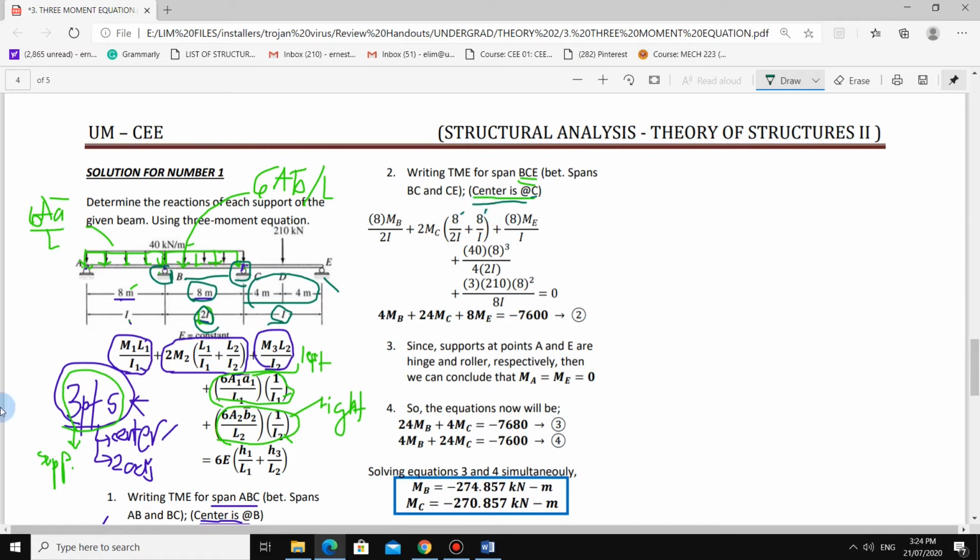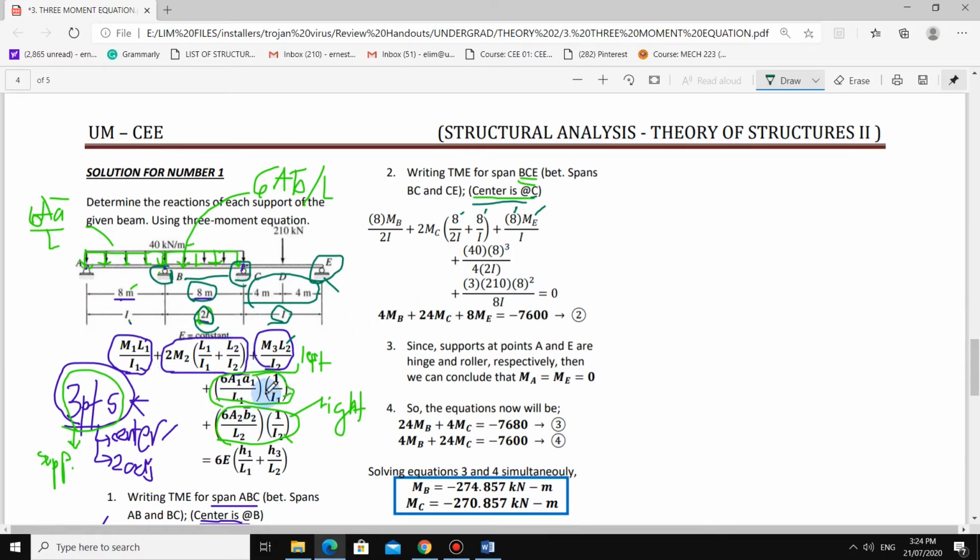Okay? Then plus L2, so 8. Okay? Then your M3 now, guys, is the support on the right side of C, which is E. So it becomes ME now. Then over I. Okay? Okay, now let's move on to the redundant.